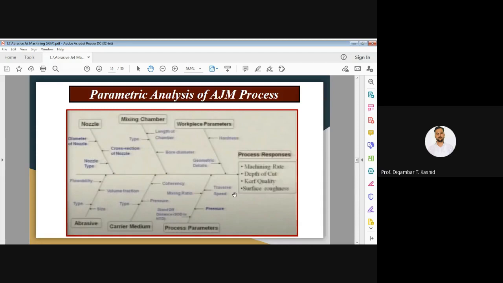So this is a performance analysis, and after knowing these performance parameters, we should know how the process parameters affect the performance. One by one we'll go. Now I will take only 2 minutes to draw this fishbone diagram, because this is very important. It is called parametric analysis, and you can also call it the fishbone diagram, where you get the input parameters, the process parameters, and the performance characteristics of your abrasive jet machining process. Please draw this diagram or note down this chart.